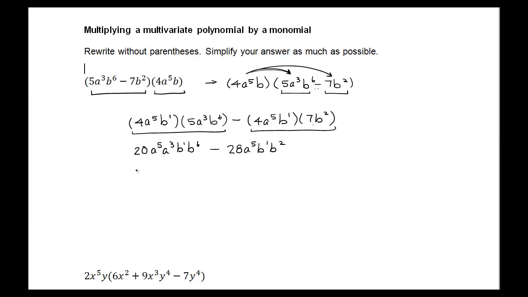So let's go ahead and simplify this to 20. Here is a to the 8th, 5 plus 3 is 8. b, 1 plus 6, b to the 7th, minus 28. Then I have a to the 5th. I don't have anything else, but I have b to the 3rd. So now that's as simplified as I can get. Look, the variable parts are not alike. Right here I have an a to the 8th, b to the 7th. Here I have an a to the 5th, b to the 3rd. These variable parts are not alike, so this is as simplified as it gets.